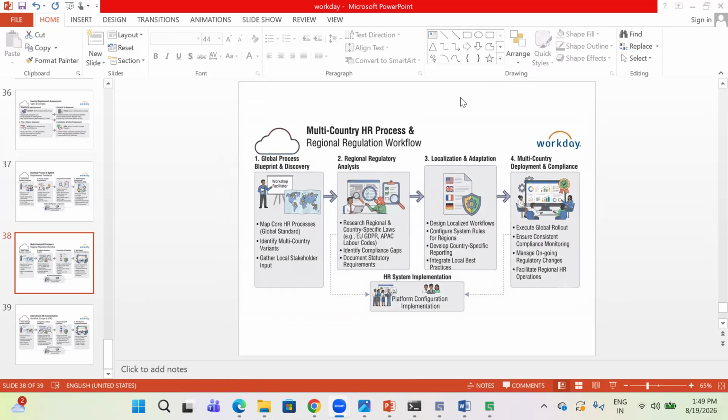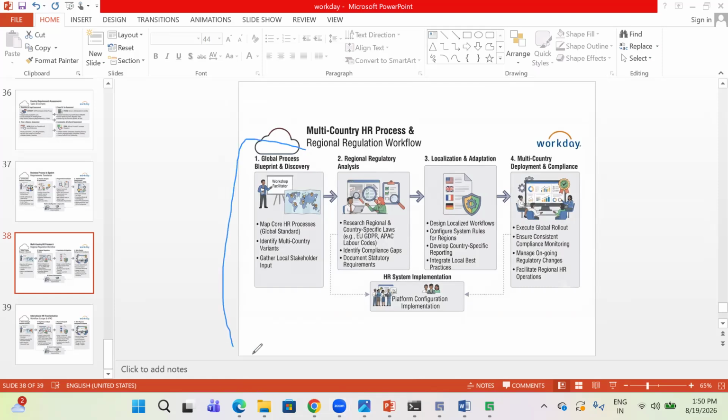Along with this, we need to work on country-specific reporting also, so that we work with the development team. At the same time, we need to be involved in the integration and local best practices, whatever is required. Everything has to be done under localization adaptation. Fourth, about the multi-currency deployment and compliances, wherein we need to execute different global rollouts. At the same time, we must also ensure consistent compliance monitoring, and followed by this, we need to manage ongoing regulatory changes, facilitating regional HR operations. Everything has to be performed under multi-currency deployment compliance.